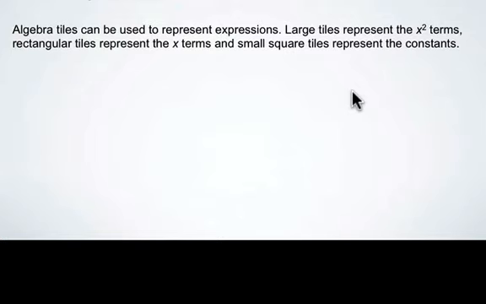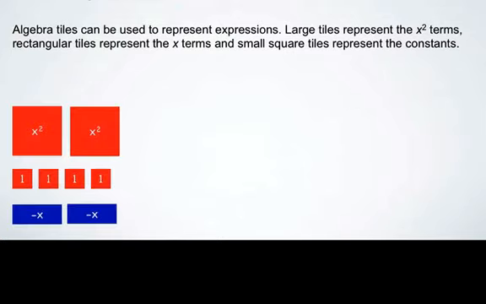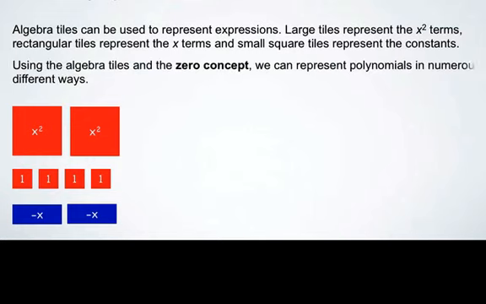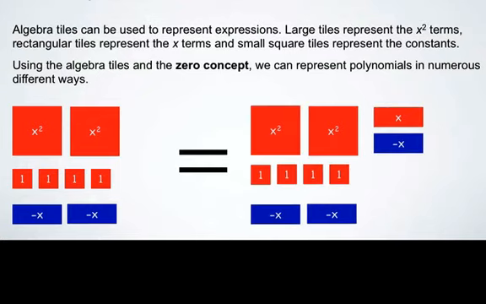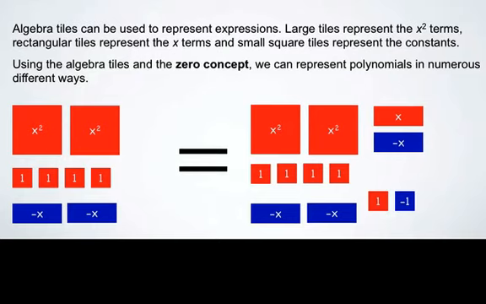So algebra tiles can be used to represent expressions. Large tiles represent the x squared terms, rectangular tiles are the x terms, and the small square tiles are the constants or the ones. Using the algebra tiles and the zero concept, we can represent polynomials in numerous different ways. This is the same if we add zeros.